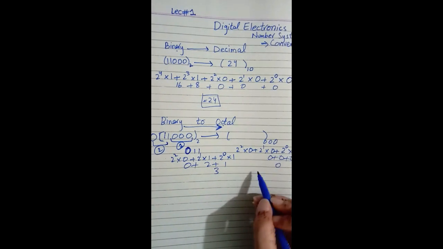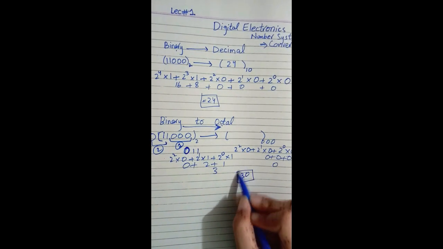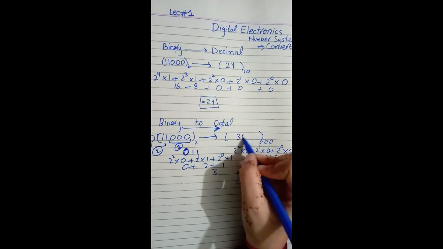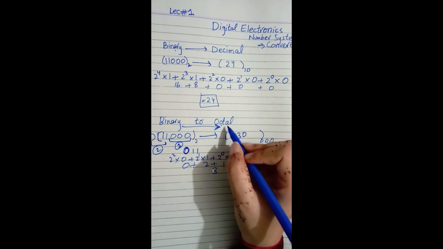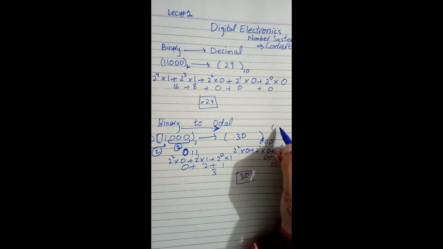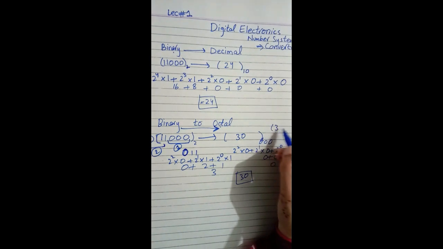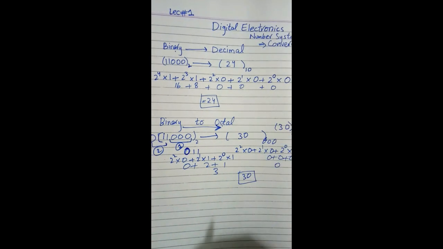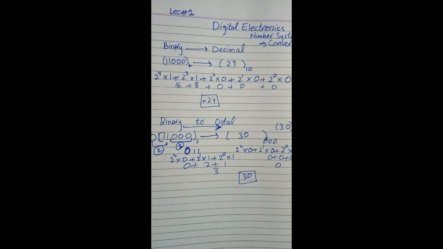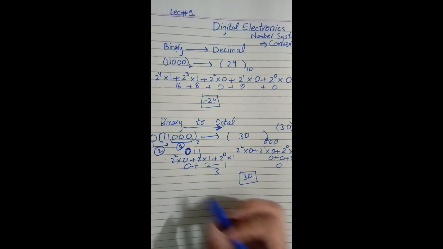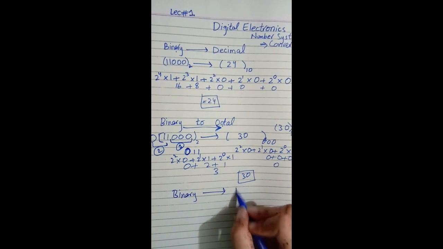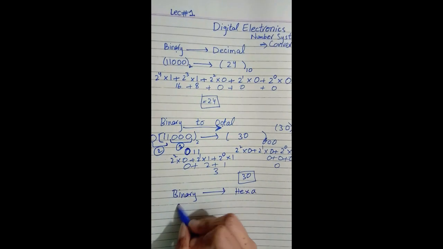So we have 3 0, and for the base of the octal we have 8. We will write it as 3 0 with base 8. Okay. So now the next thing is binary to hexa. For this we will use the same method. First of all, the base for binary is 2, and for hexa we have 16.